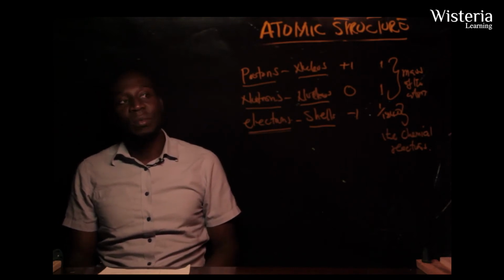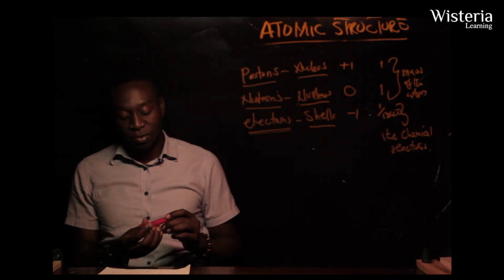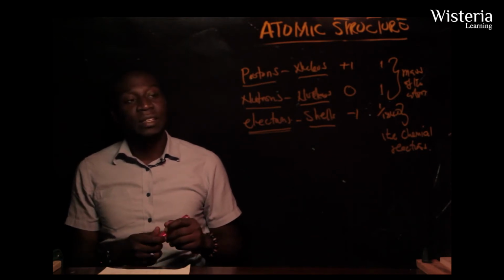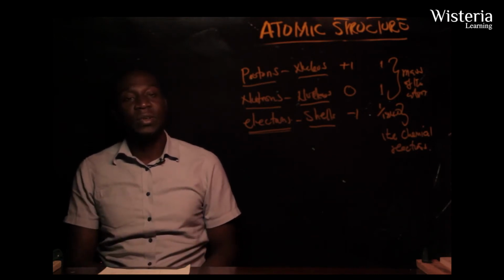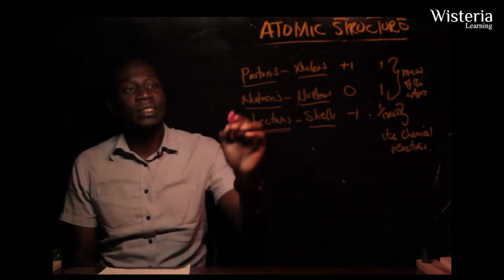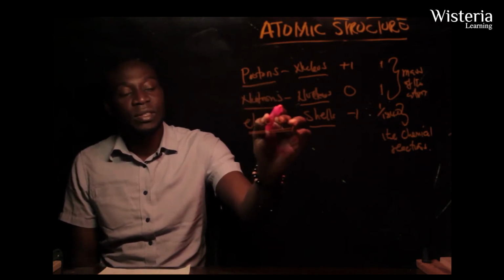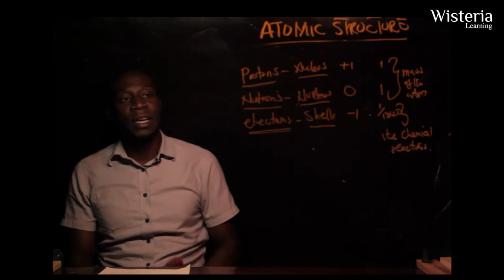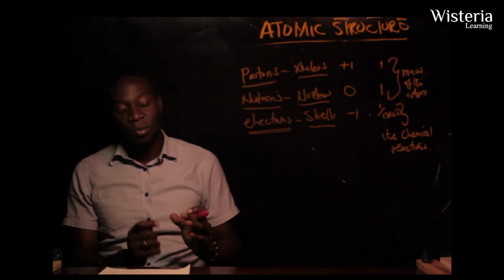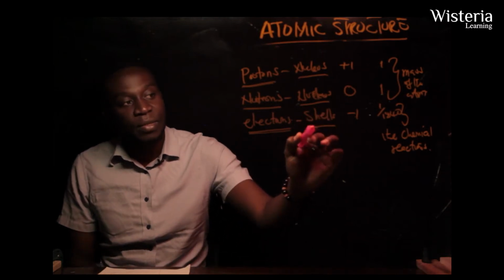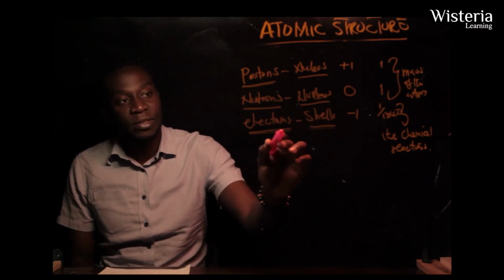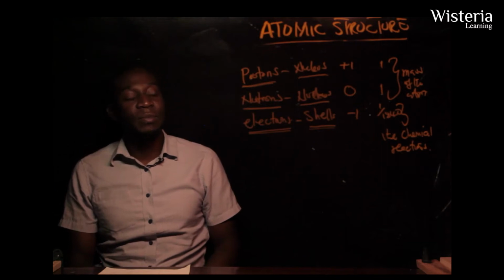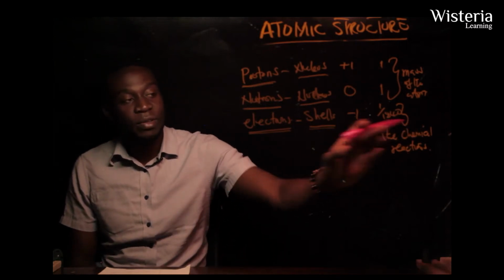So what are you supposed to know about the structure of the atom so far? You have to know that this atom has got the nucleus, and the nucleus contains protons and neutrons. And these two are responsible for the mass of the atom. Then the atom contains what we call shells, and these shells contain electrons. These electrons are responsible for chemical reactions.